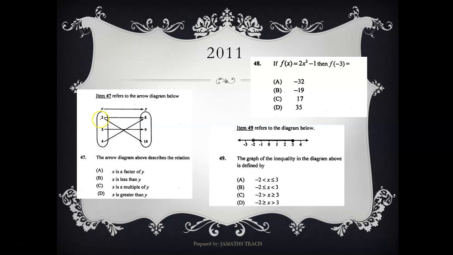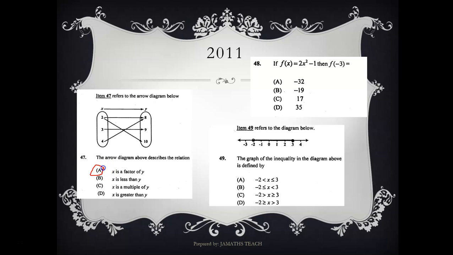Right away I see that 2 is a factor of 8 and 2 is a factor of 10. We also have 3 being mapped to 9 and 3 is a factor of 9. And we have 4 being mapped to 8 and 4 is also a factor of 8. So that means our answer would be A. X is a factor of y.